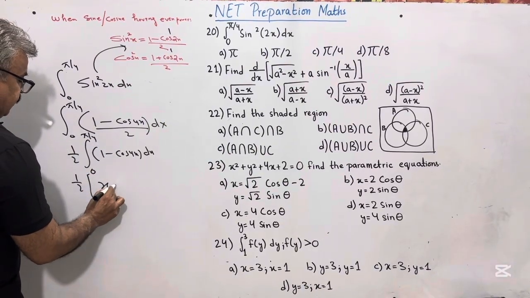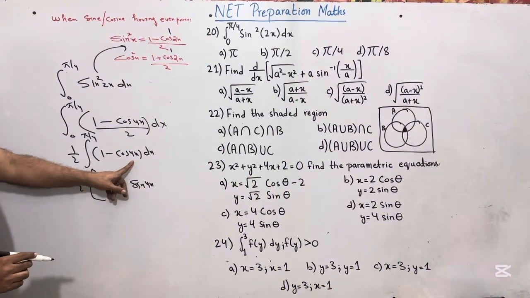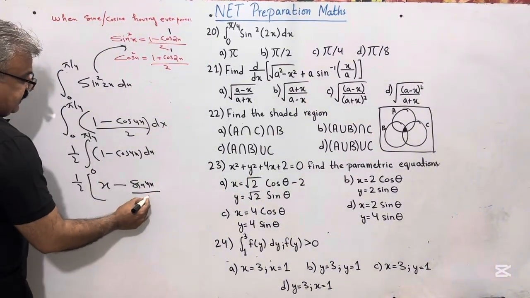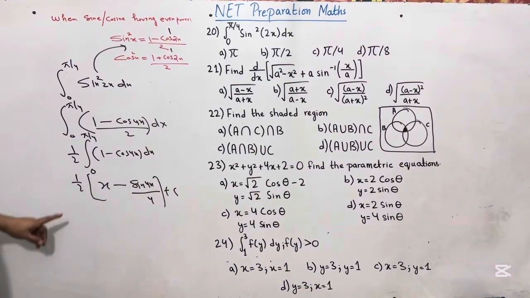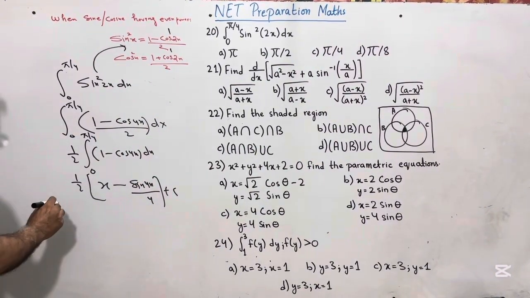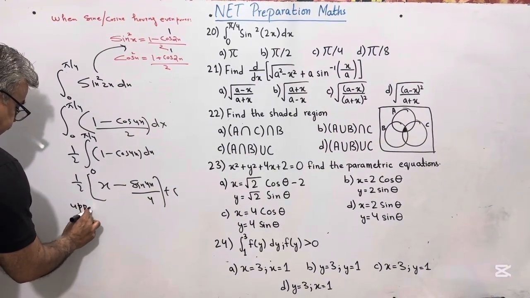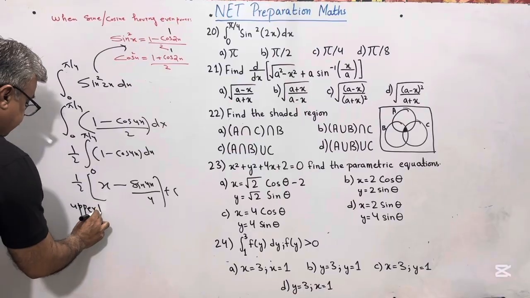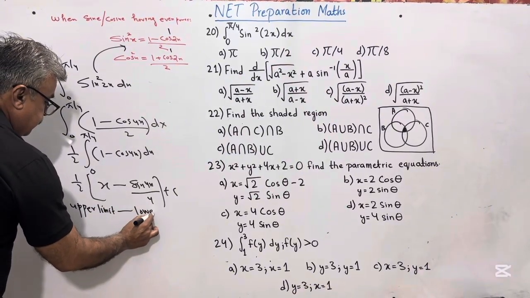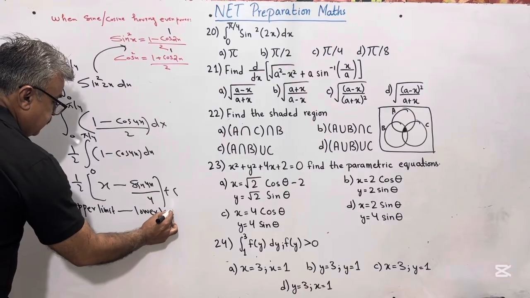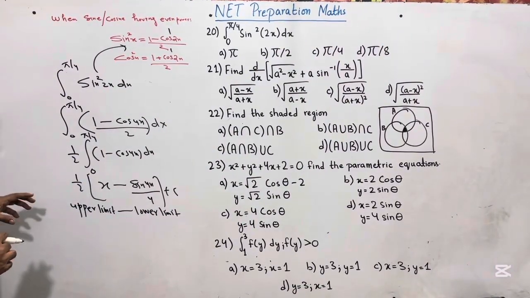Integration of 1 is x. Integration of cos 4x is sine 4x divided by the differentiation of the angle, that's 4, plus c, and putting the upper and lower limits. That's the style to put limits: upper limit minus lower limit.